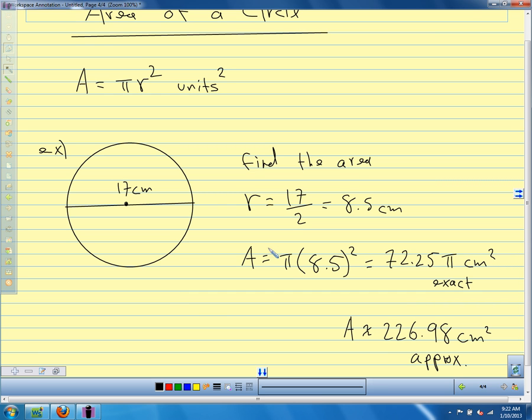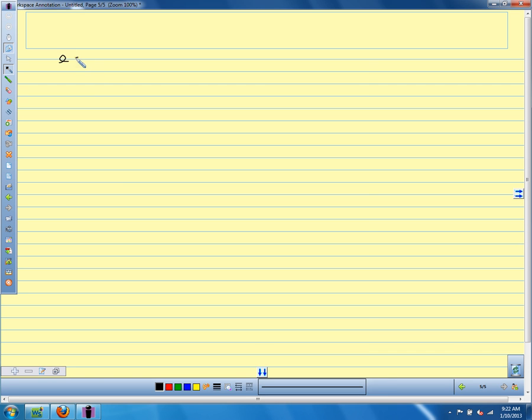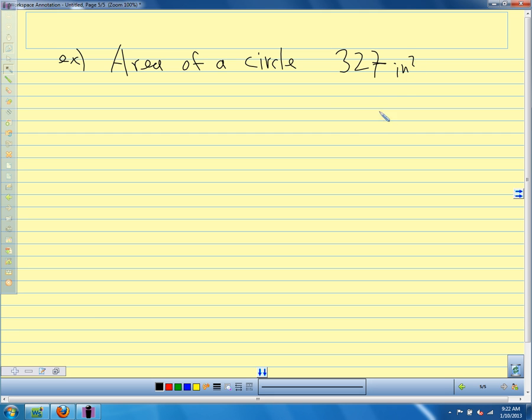All right, let's look at an example going backwards from the area and finding the radius of a circle. So we're going kind of the other direction. Let's say the area, and I'm just making this number up, of a circle is 327 square inches. We want to find the radius.